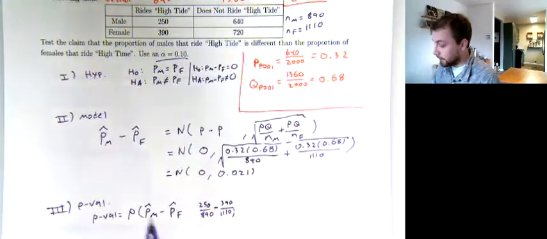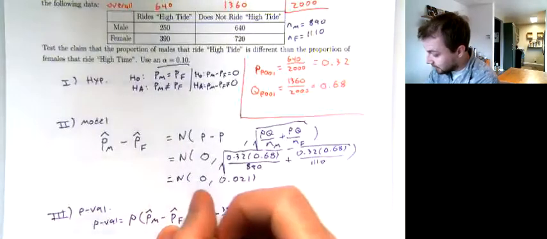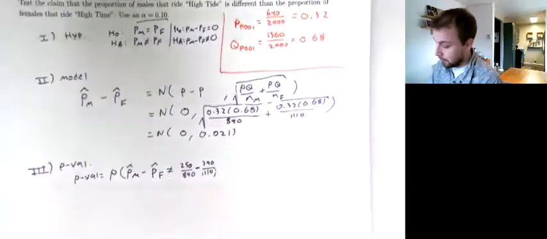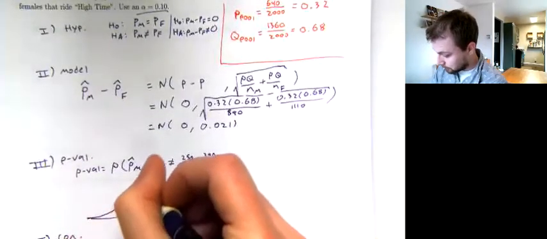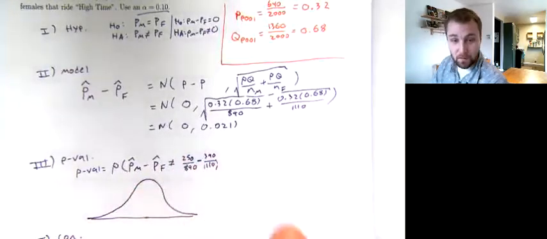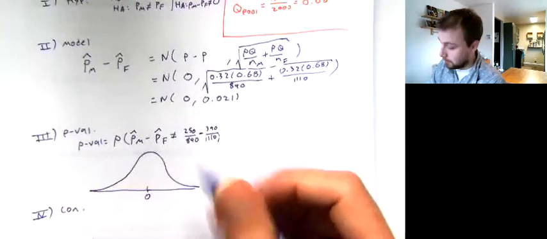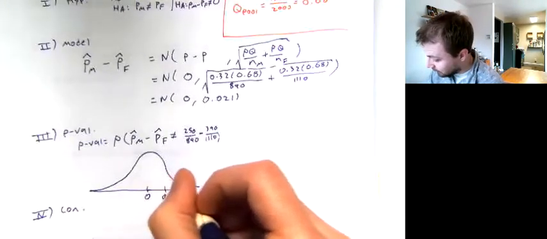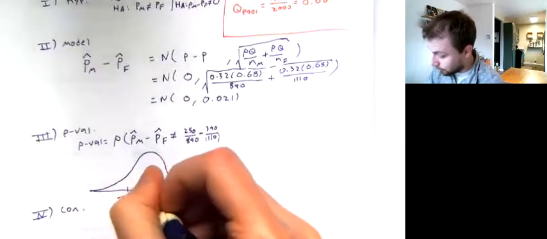So I have success rate for male minus success rate for female, and I'm testing for a difference, or more extreme, which in this case means two-tailed. So I'm going to draw my picture. Null hypothesis, no difference. And then I am counting by 0.02 or so in both directions.